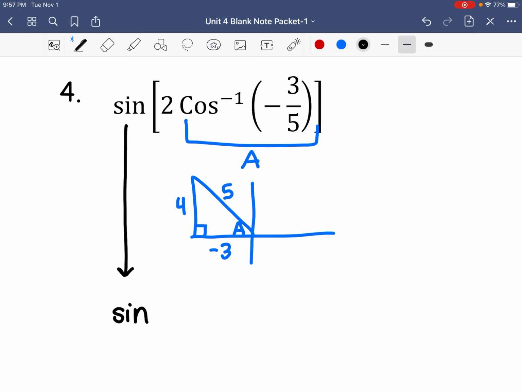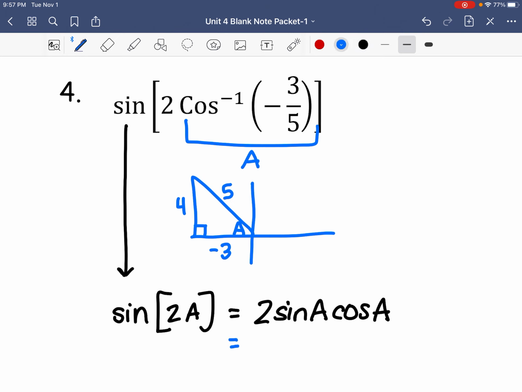All right, so what do we have left? I have the sine. Inside my bracket, look at what we still have here. I still have a 2, and so I'm going to keep that 2 right there. And all the rest of that is going to be A. Okay, what can we do? What formula do you think that we can use here? How about our sine double angle formula? Let's write it out. 2 sine A cosine A.